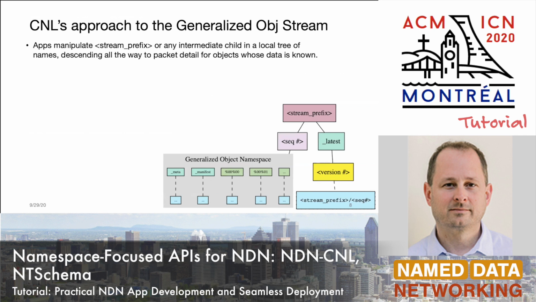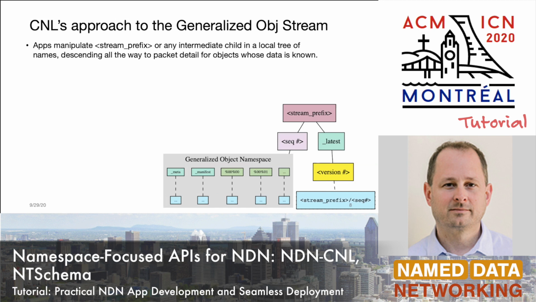So for example, if the app wants to attach, in the ideal scenario, this isn't realized right now, I don't think, but if an application wanted to, for example, attach the RDR protocol to the stream, or an RDR protocol handler, it would point it to the stream prefix.